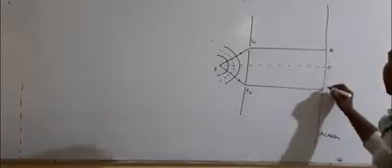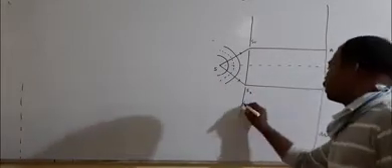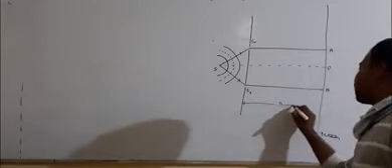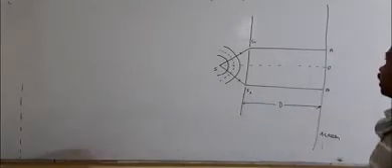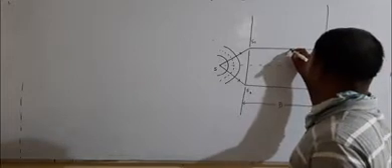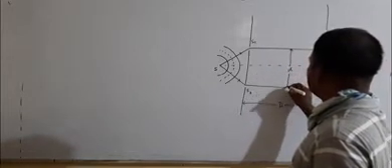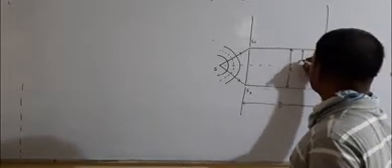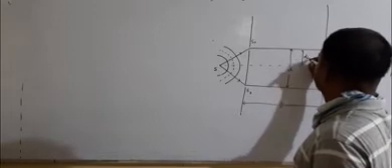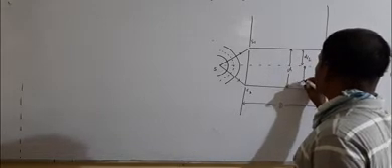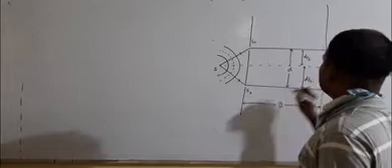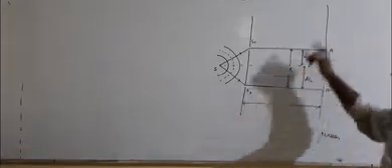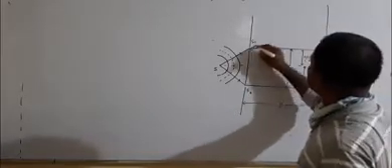This is the center of the screen, O. This point I am taking as A. This is B. The distance between the slits and screen is capital D. The distance between the two slits I am taking as small d. So this distance is d by 2, and this distance also is equal to d by 2. Let us take a point P on the screen.